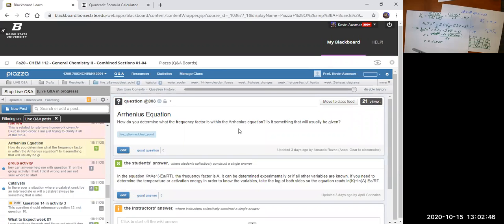How do you determine the frequency factor within the Arrhenius equation? So that's the A, the pre-exponential in the expression. That's not something that you can just calculate. That is something that either you would be given or you would want to figure it out. Honestly, if you're trying to figure it out, I don't know that you need it very much.